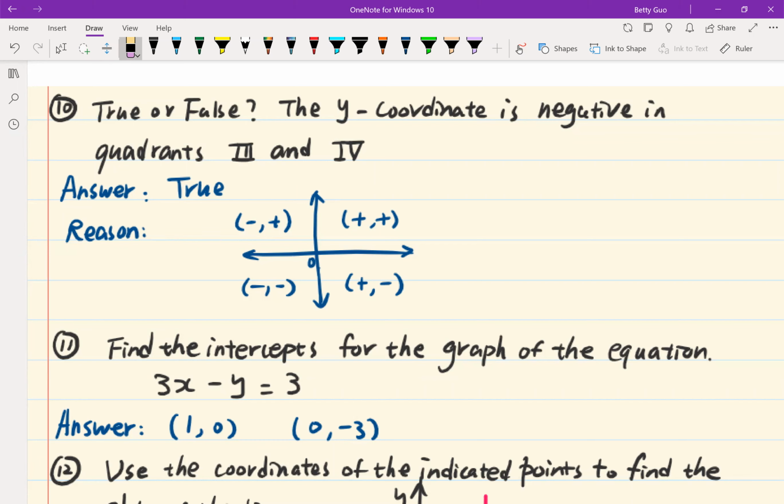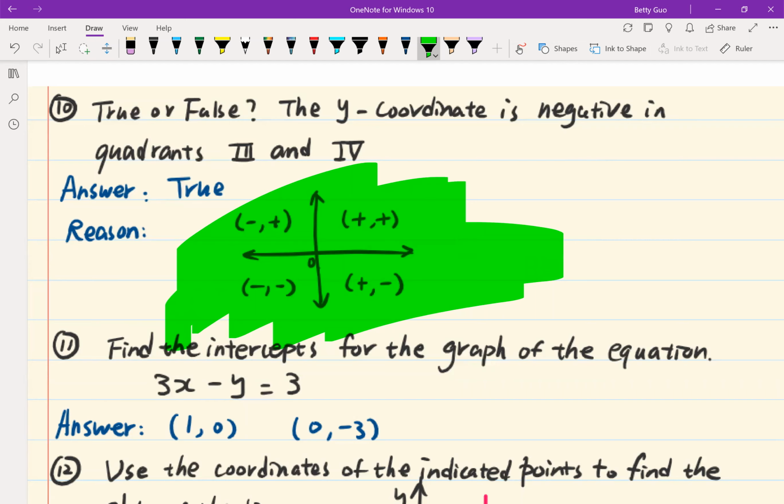Points in quadrant 3 and 4, they are below the origin. So quadrant 1, both x and y positive. Quadrant 3, both x and y negative. Quadrant 2, x is negative, y is positive. Quadrant 4, x is positive, y is negative. Any questions? If you need it, I can give you tomorrow.